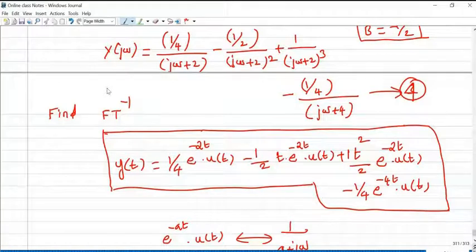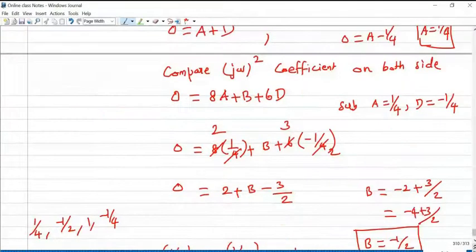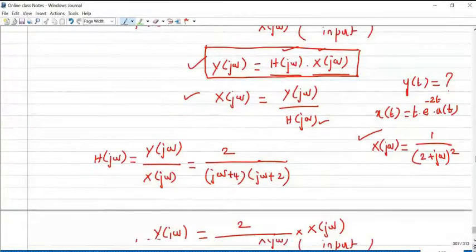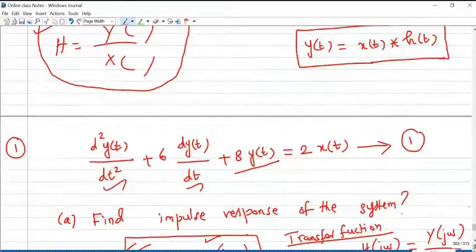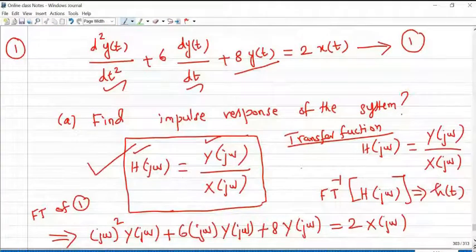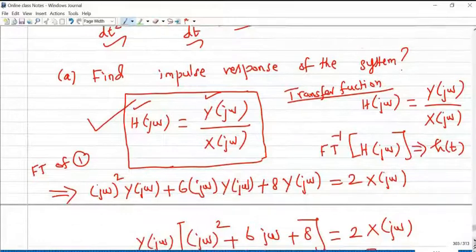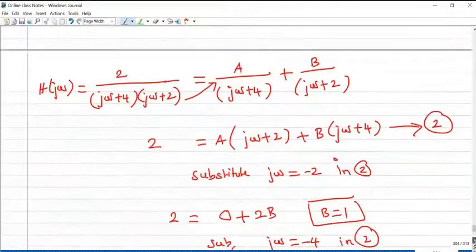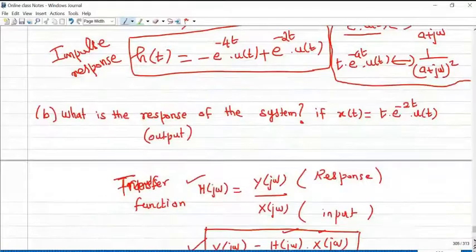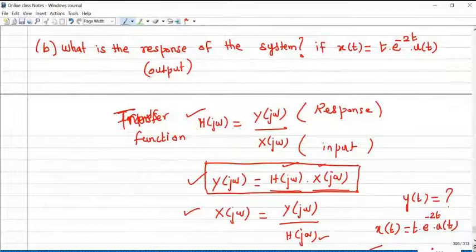Okay. So any doubt in this particular procedure? Similarly, many problems are there. Any differential equation provided to you, Y by X relation we will get directly, that is your H of j omega. From this relation, if x of t is given, we may find y of t. If y of t is given, we may find x of t. So any doubt in this particular problem?